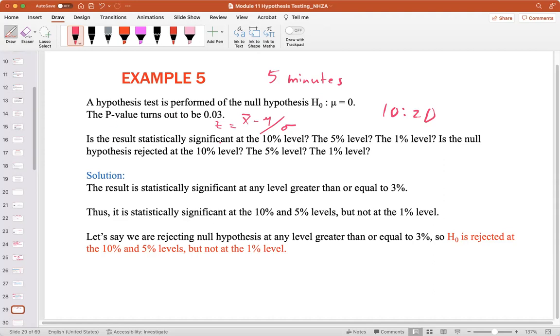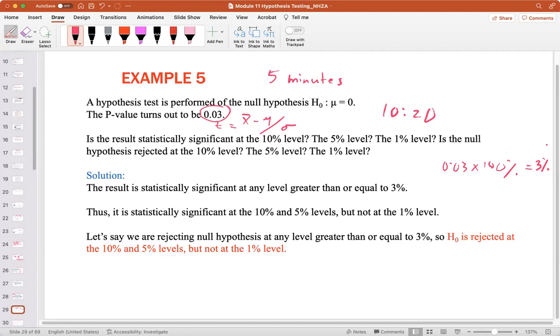Is the result statistically significant at the 10% level, the 5% level, the 1% level? Is the null hypothesis rejected at the 10% level, the 5%, the 1%? So the result is statistically significant at any level greater than or equal to 3%. Where did the 3% come from? From here, 0.03 times 100%. Sorry, this is not your alpha. This is your p-value, and this would give you a 3% p-value. So anything that is greater than or equal to 3% can be yours.